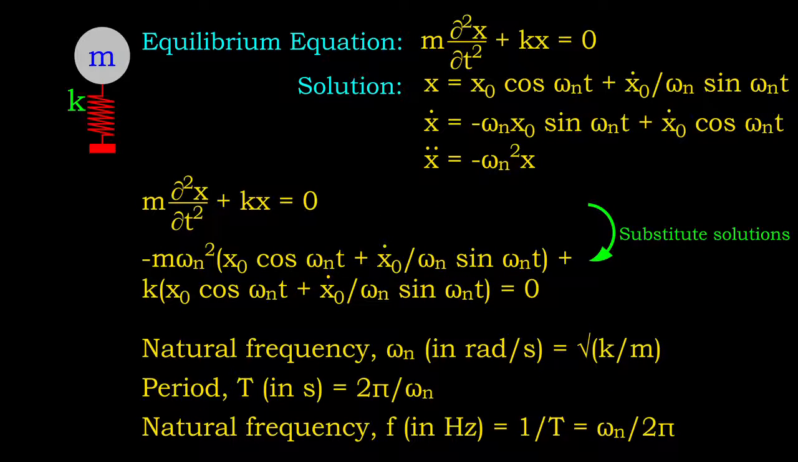By substituting the sinusoidal form solutions into the equilibrium equation, we eventually express it in the simplest way. The angular frequency of the undamped system equals the square root of k over m. It is also known as the natural frequency of the system, which is the frequency at which the system tends to oscillate without damping. The period can be calculated by dividing 2 pi by that frequency.